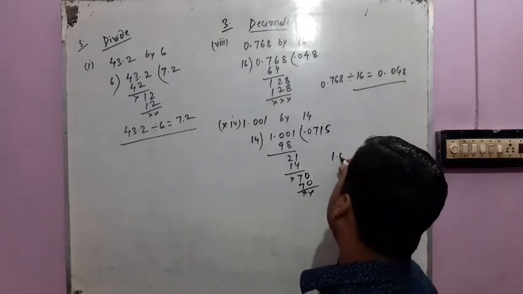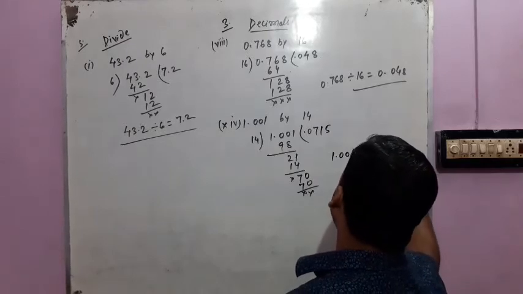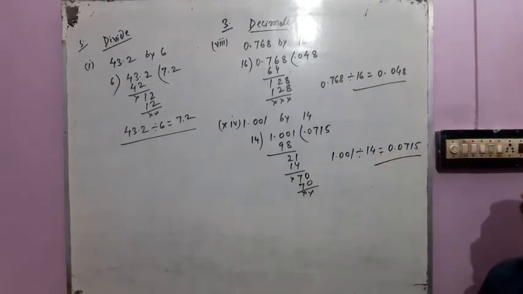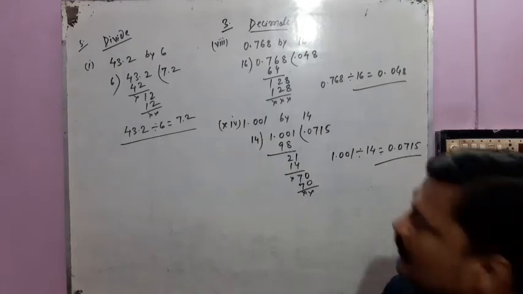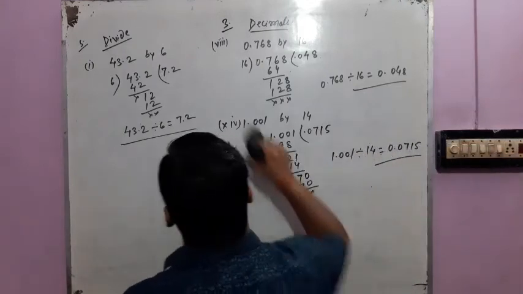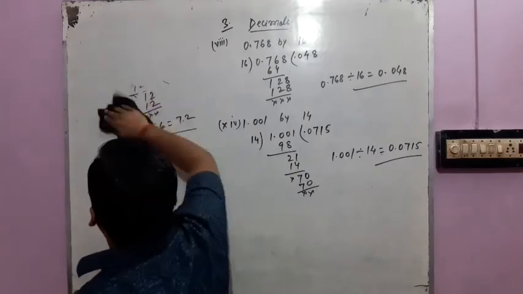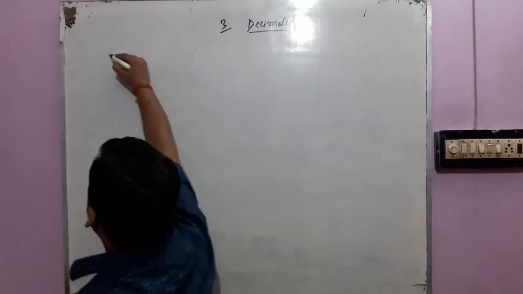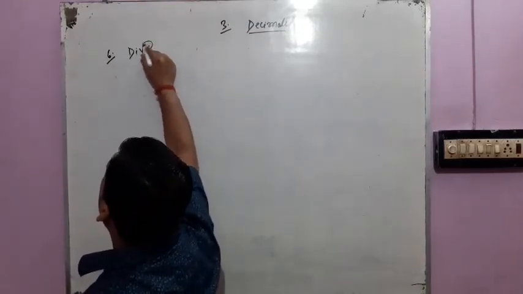So when 1.001 is divided by 14, the result will be 0.0715. Okay students, now move on to the next question, question number 6. But before that, we have to clean the board. So look here. Now question number 6: divide. Again we have to divide.